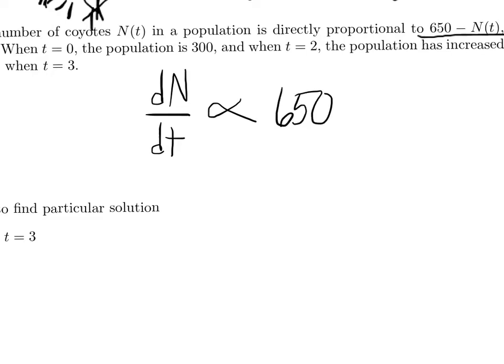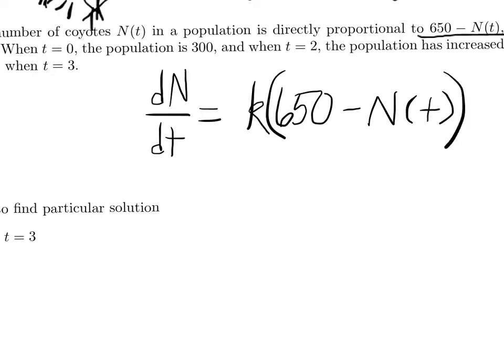Proportional to 650 minus n. Okay, good. It's proportional. If it's proportional, remember we can replace proportional with equals if we have a constant there. So the rate of change, dn/dt, of coyotes is proportional to 650 minus n, so the change in the thing depends on the number of the thing. We change proportional to equals if we multiply by a constant.